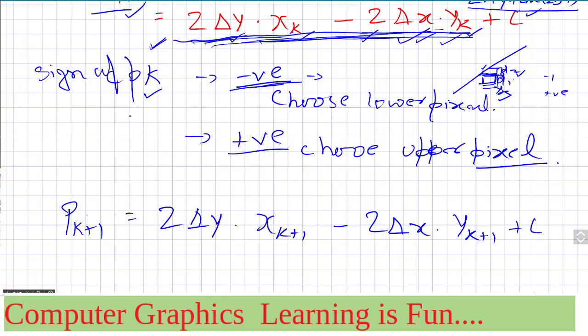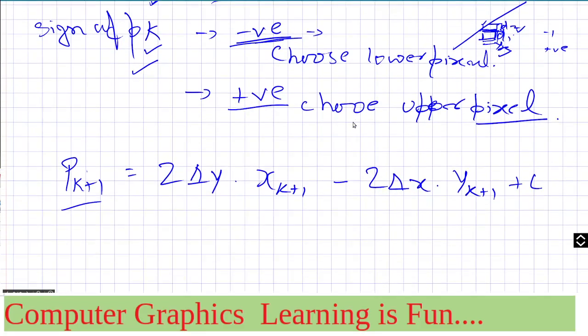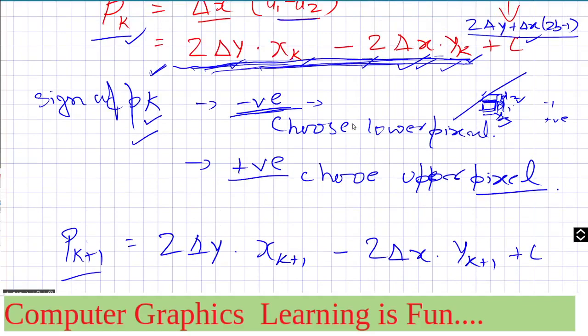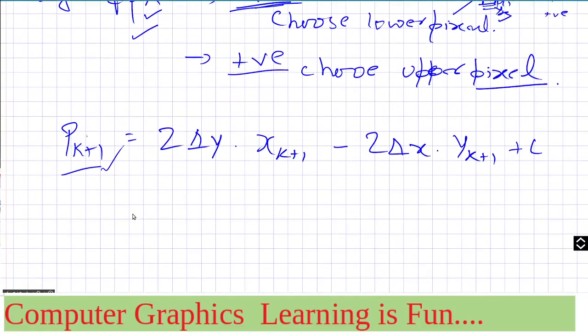One more thing that I can find here, let me tell you. This is pk, and this is pk plus 1. Let me try to find the difference of pk plus 1 and pk. What do you think will happen? Pk plus 1 minus pk.